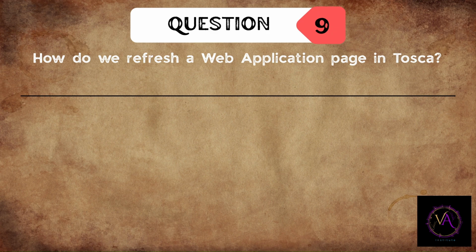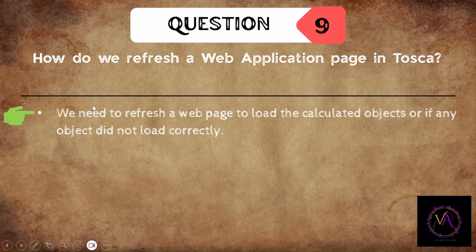Let's see. I've got a couple of answers for this. Let's see the best one. Why do we need to refresh generally in projects? We need to refresh a web page to load the calculated objects. Based upon a particular value, if some other values need to be loaded, we have to refresh sometimes to load values. Or if any object did not load correctly, even then we have to refresh the page.